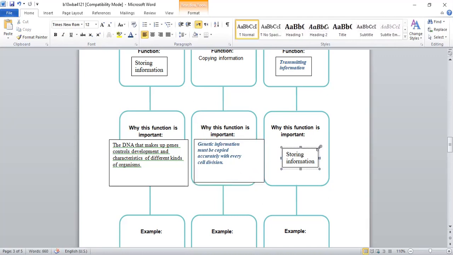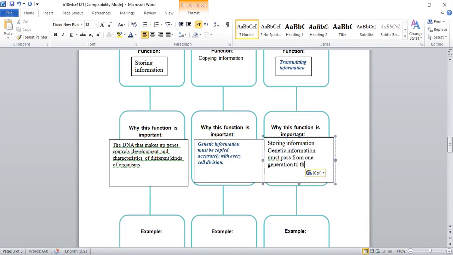Also, the last one, transmitting information from parents to the offspring. Transmitting the information from the parents to the offspring. Great, thank you.